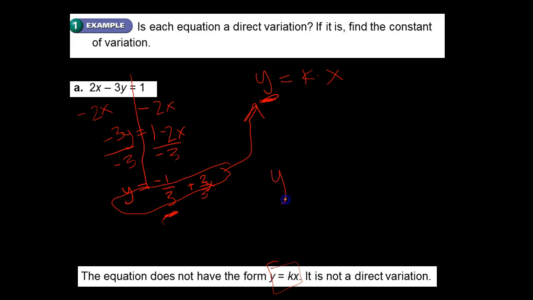Now, if this was just y equals 2/3 x, and we did not have this negative 1/3, then your answer would be yes. There would be a direct variation. So understand it needs to be in the y equals k times x form. You cannot have a constant out here. Your constant of variation would be your 2/3 here. That is your k value.